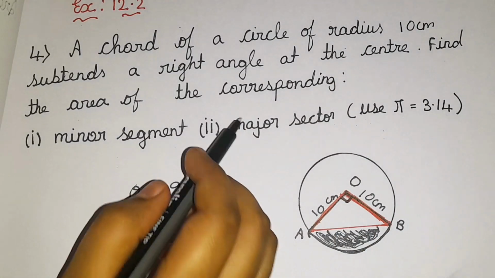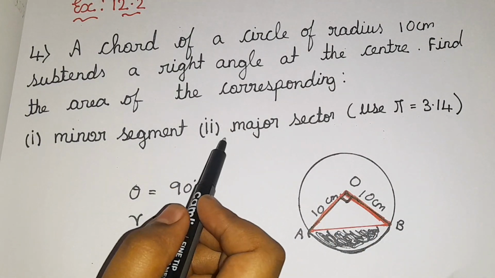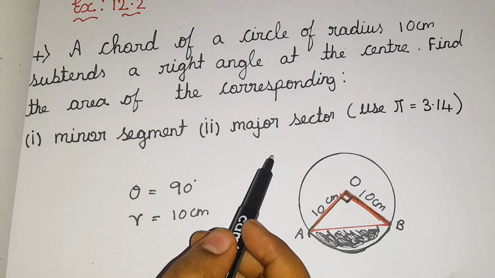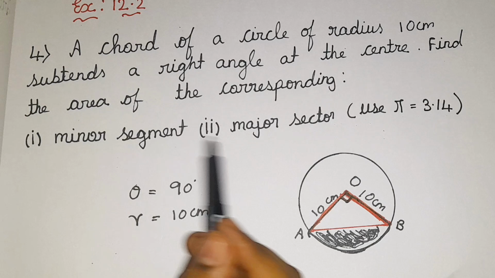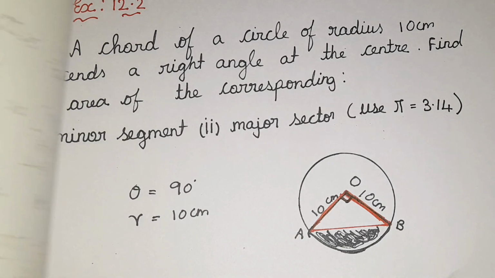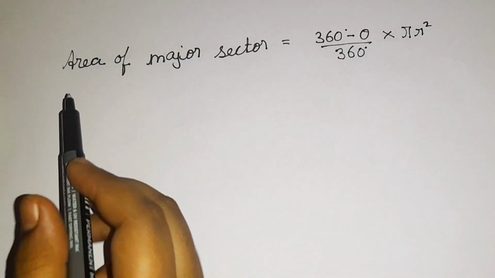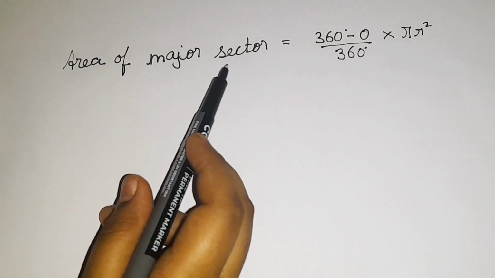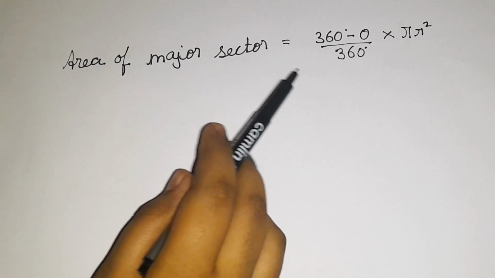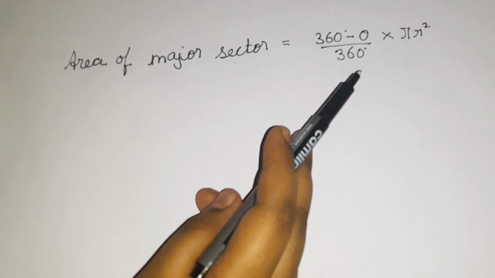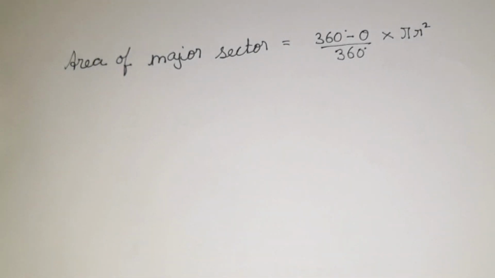So we are supposed to find the major sector, am I right? That is the second subdivision. So here let us find the major sector. We are supposed to find the area of the major sector, so let us apply the formula. Okay guys, this is the formula for the area of the major sector: 360 degree minus theta divided by 360 degree into pi r square. Okay, so this is the formula.